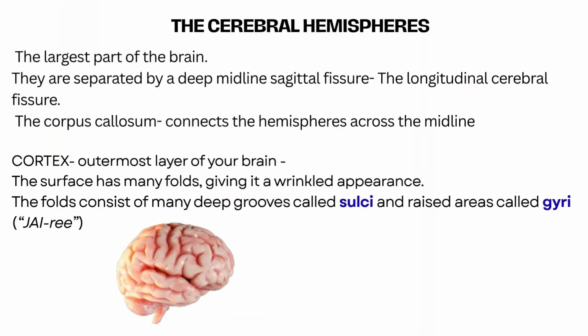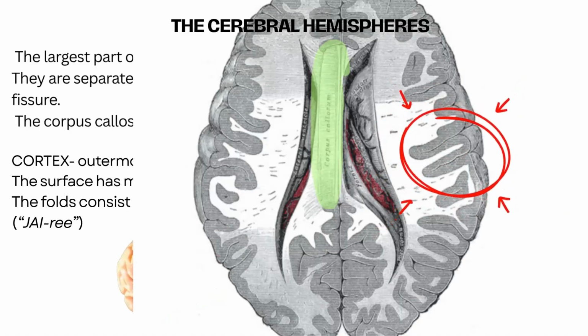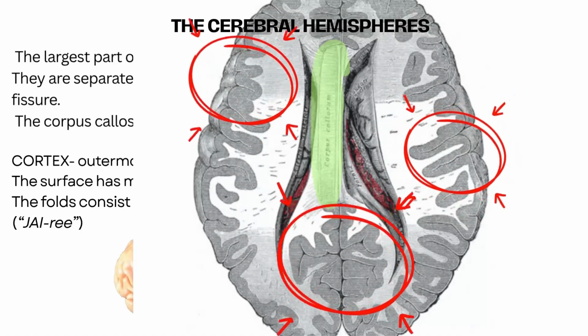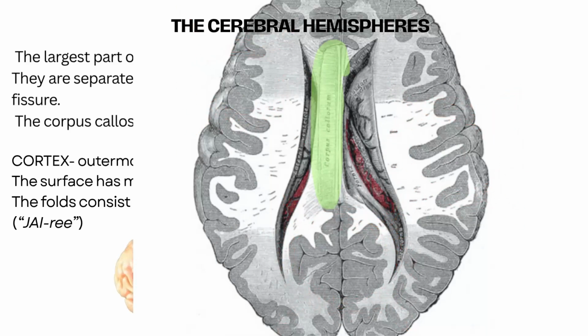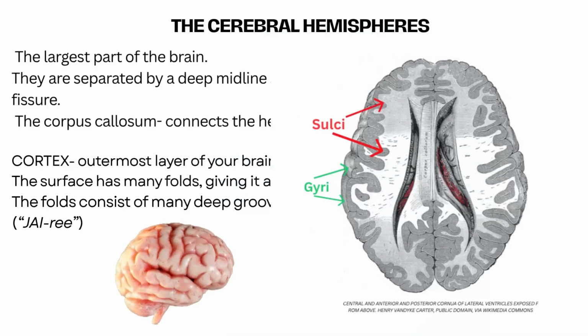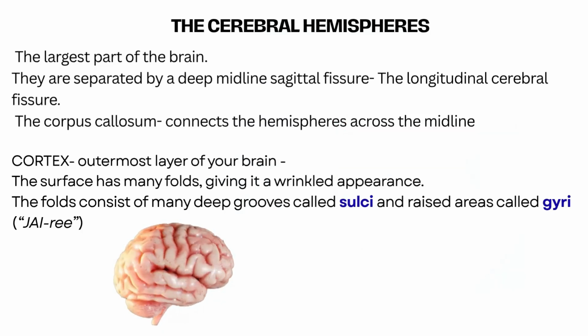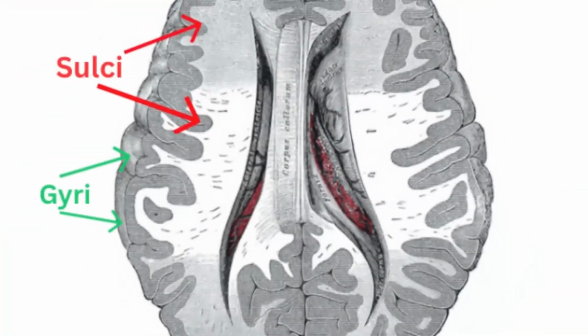The outermost layer of the cerebral hemisphere is named the cortex. The cortex has many folds that usually give the wrinkled appearance to the cerebral cortex. The folds consist of grooves, which are called sulci, and raised areas, which are called gyri. There are many sulci and gyri, which increase the surface area in the brain.